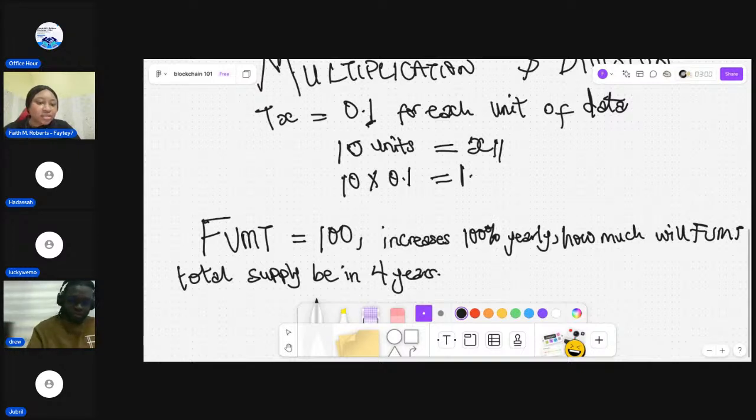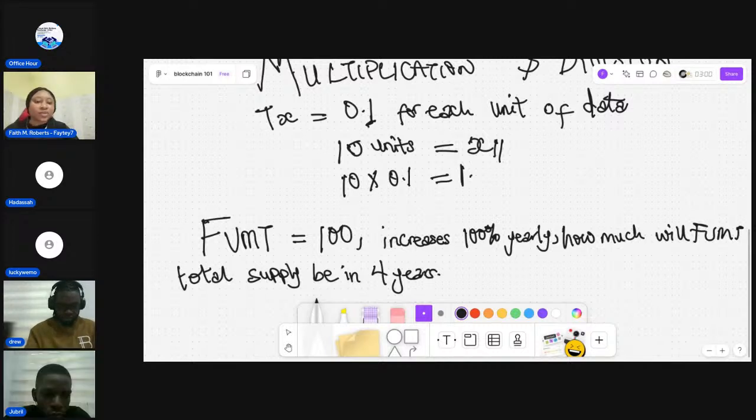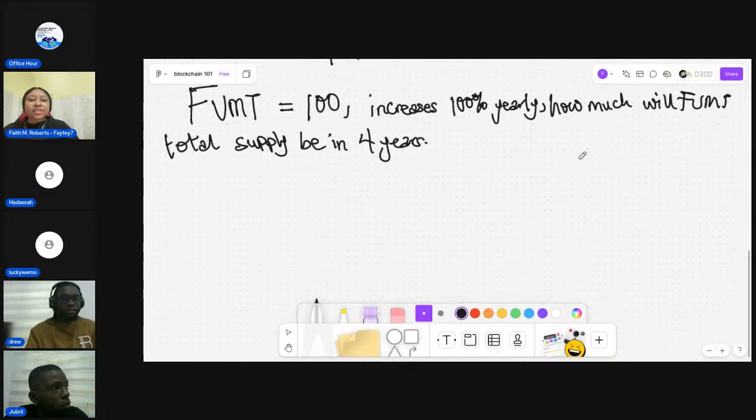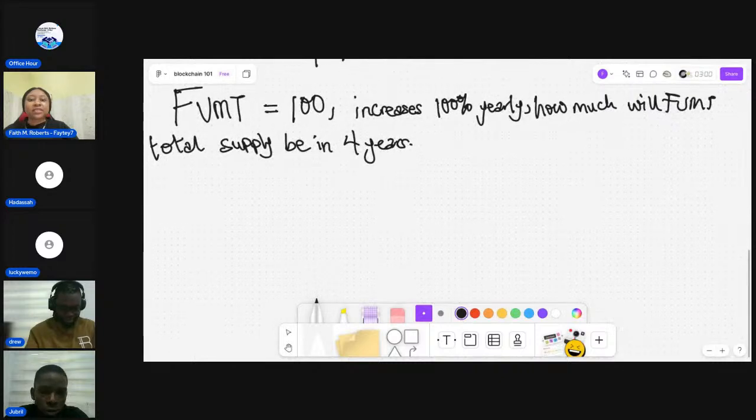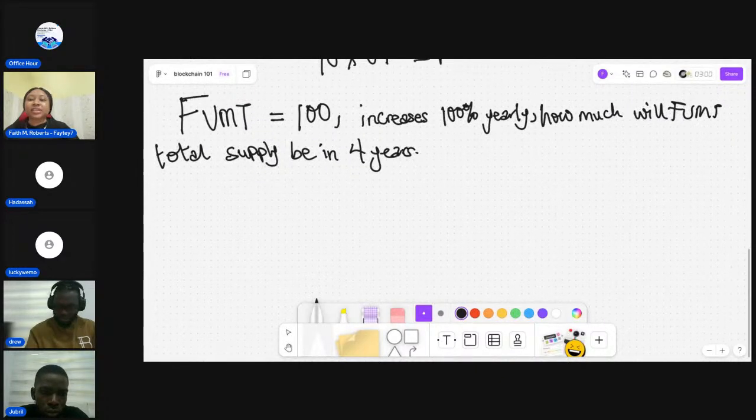Is anyone else trying to give it a go? All right. Let's just go quickly. So we have FENT at 100 total supply, and it increases at 100% yearly. How much FENT total supply will be available in 4 years' time?